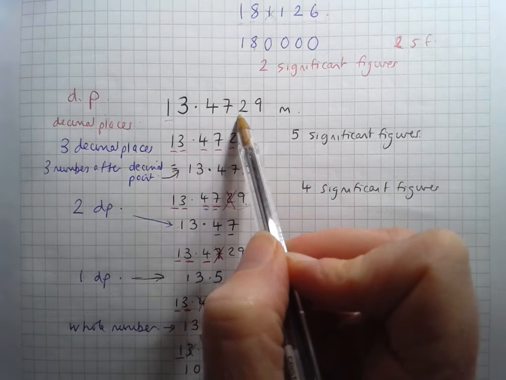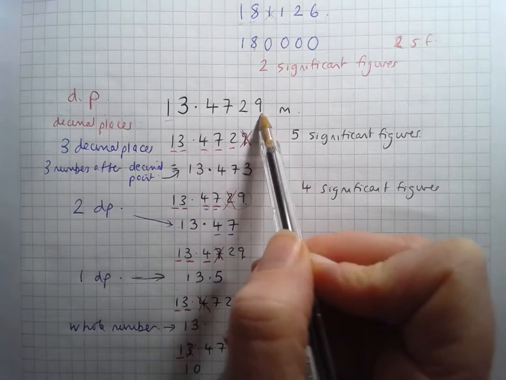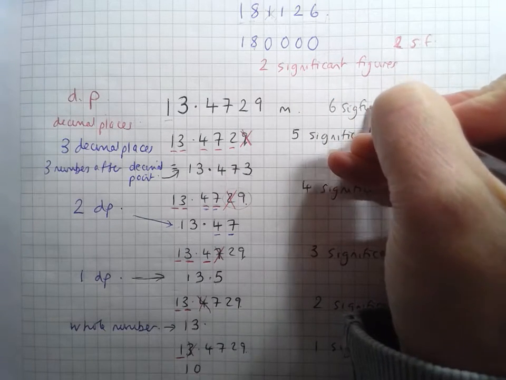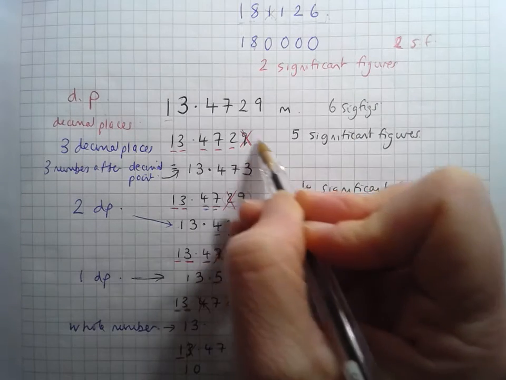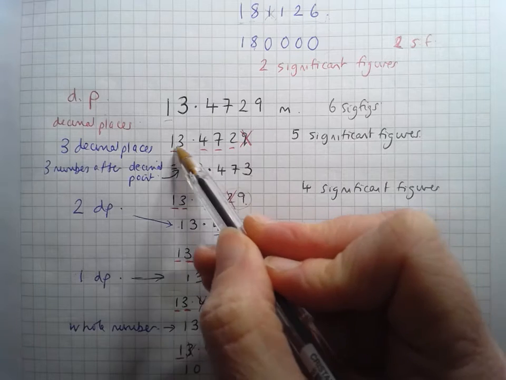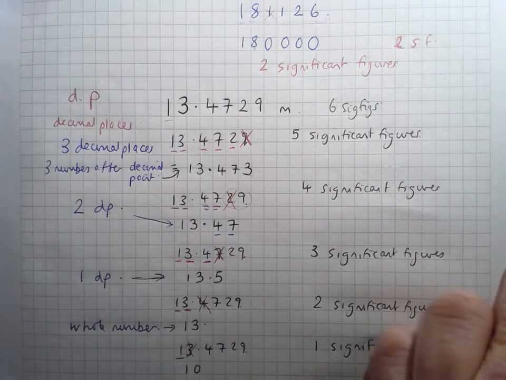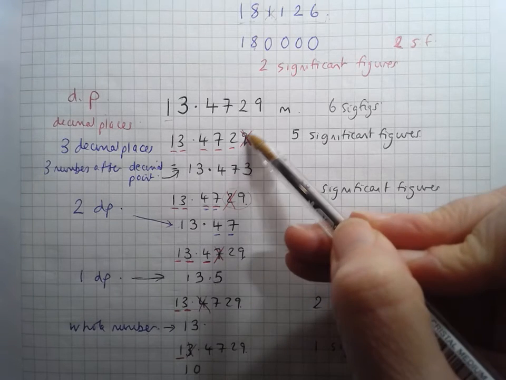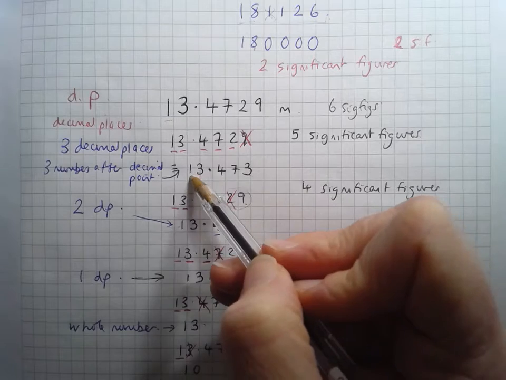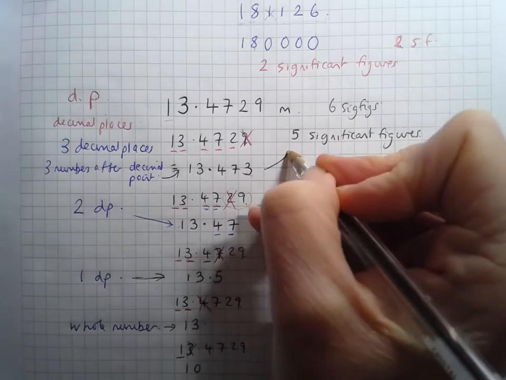13.4729 meters has 1, 2, 3, 4, 5, 6 significant figures at the minute. 6 sig figs. Okay? If I lose that 9, then it's going to go to 1, 2, 3, 4, 5 significant figures. But remember, if I lose that 9, then the 2 increases by 1. Okay, so it's going to be 13.473 to 5 significant figures.